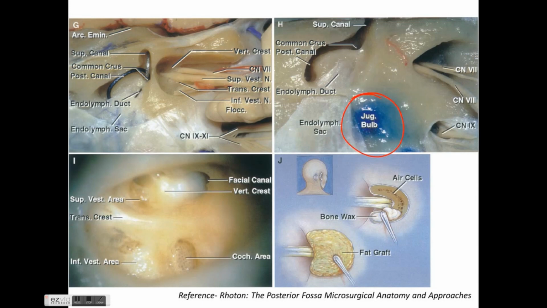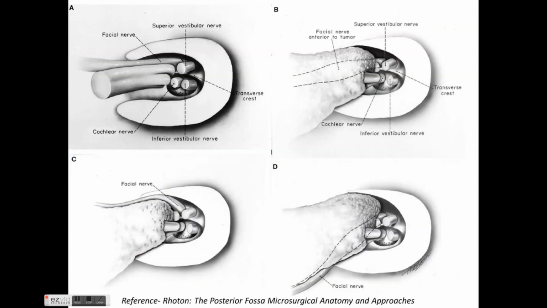Normally, the jugular bulb is more than 5 mm from the internal acoustic meatus. If it is less than 5 mm, it is known as a high riding jugular bulb. And during drilling, we have to be very careful because we may drill into the jugular bulb. We also have to be wary of the endolymphatic duct and the endolymphatic sac laterally. Now this is another pictorial diagram which shows the displacement of the facial nerve by the vestibular schwannoma.